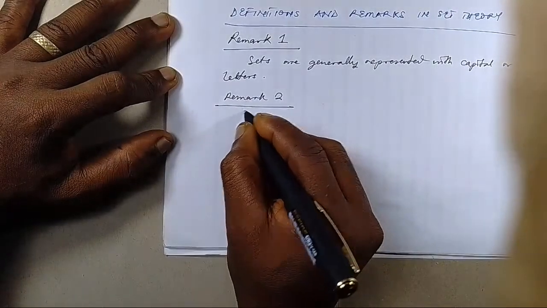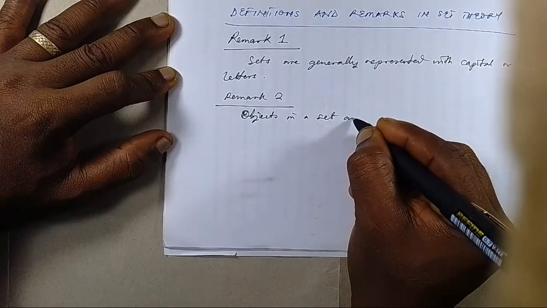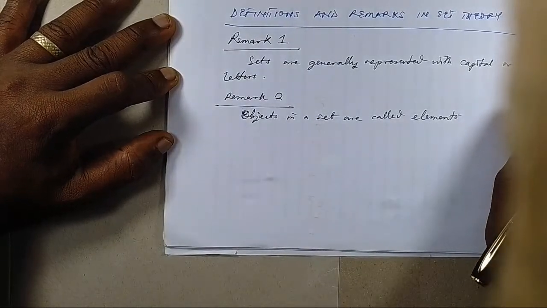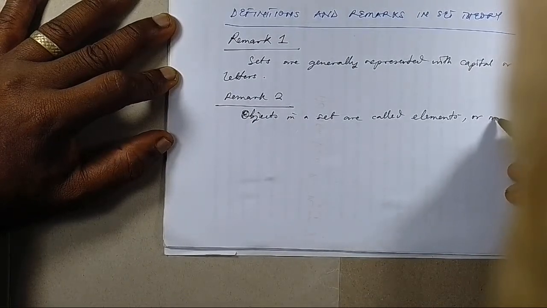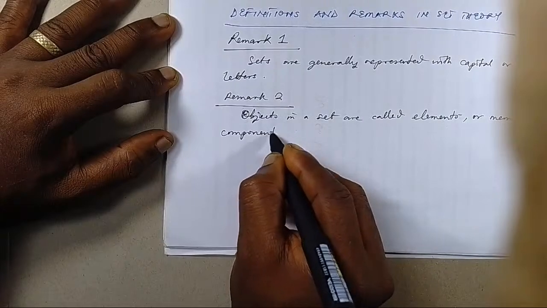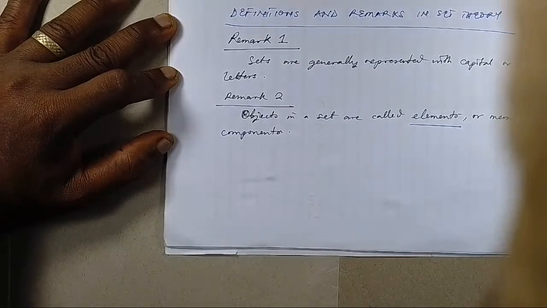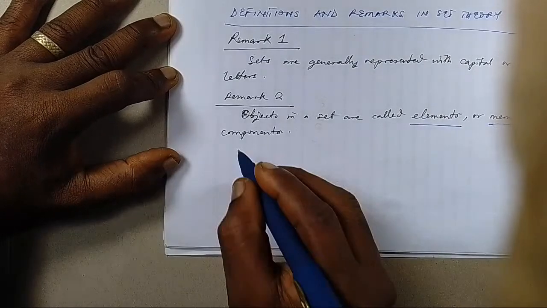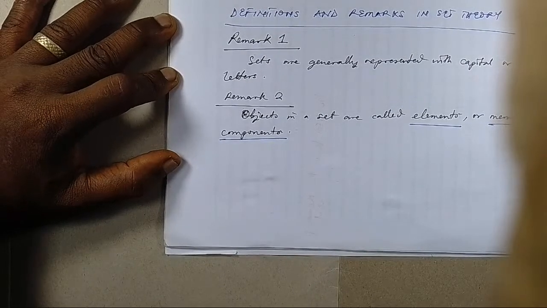Remark number 2, elements or objects. Objects in a set are called elements. We said this when ending the class yesterday. Objects in a set are called elements or members or components. If you don't want to call them elements, you could use the word members. If you don't want to call them members, you could use the word components. So please take note of that.